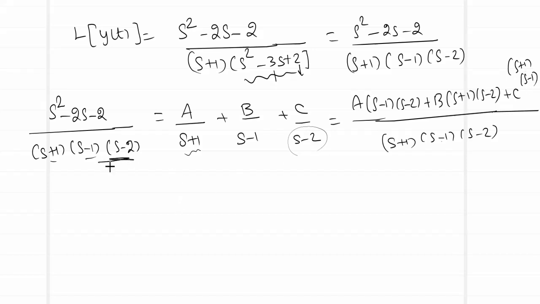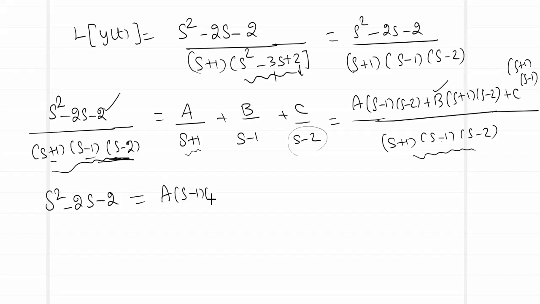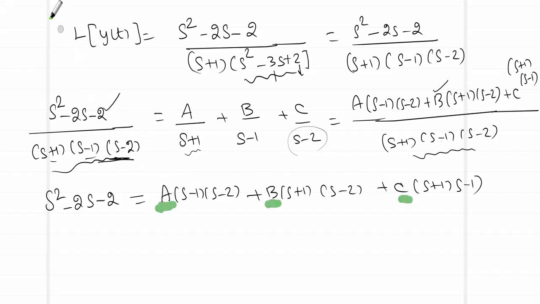Now since the denominator of your first quantity and the denominator of the last quantity are the same, my numerators can be equated. So this gives me s square minus 2s minus 2 is equal to a times s minus 1 s minus 2 plus b times s plus 1 s minus 2 plus c times s plus 1 s minus 1. Now our objective is to get the constants a, b, c. It is very easy since the factors are going to be simple for us.